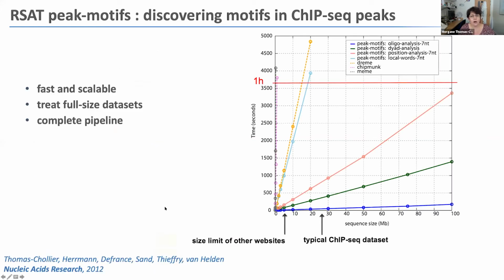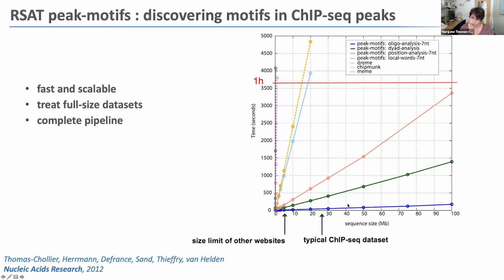What was really important about peak-motifs at the time was that it was able to treat full-size data sets. Probably today it's a bit weird to show it like that, but at that time it was really an issue. Most of the ChIP-seq data sets were analyzed only with the top 200, top 300 peaks instead of the 30,000 ones, simply because the motif discovery programs were not able to treat that many.